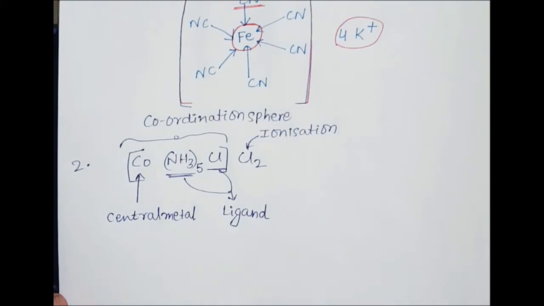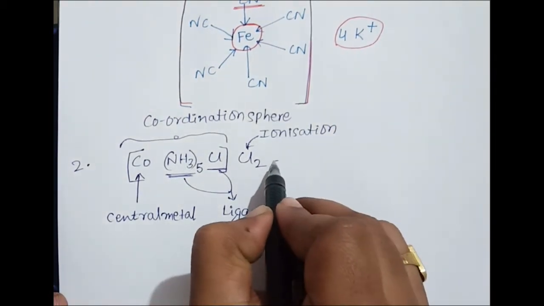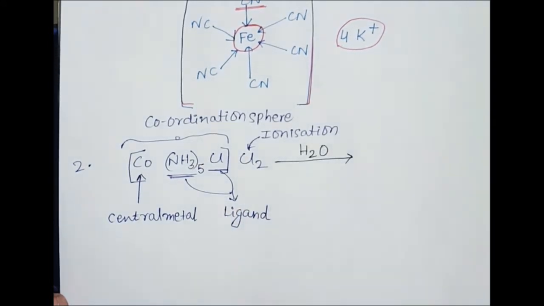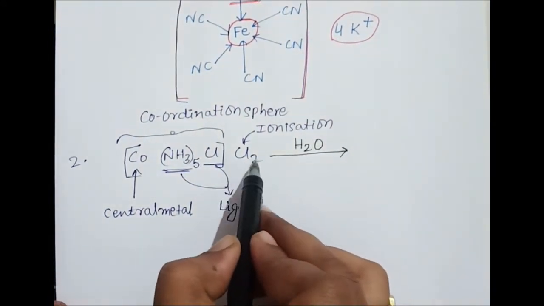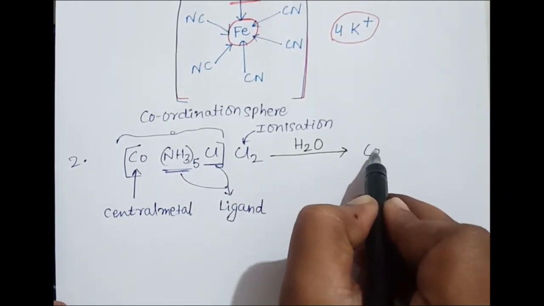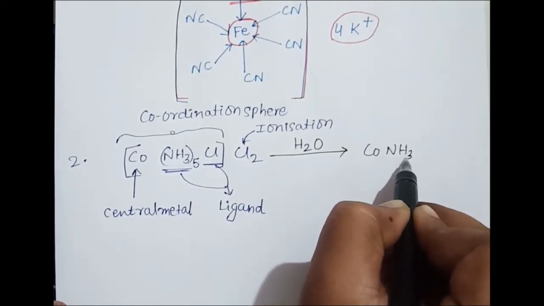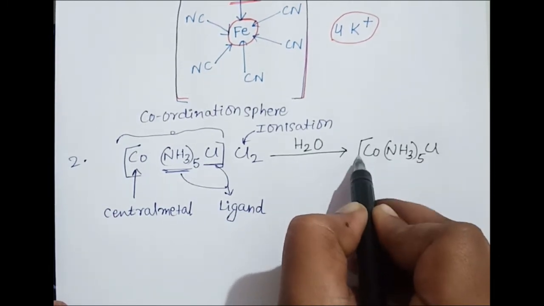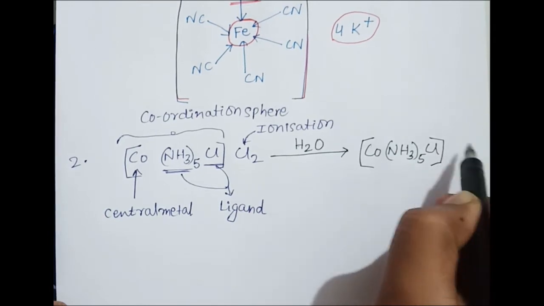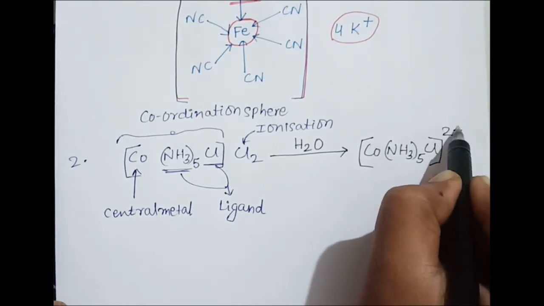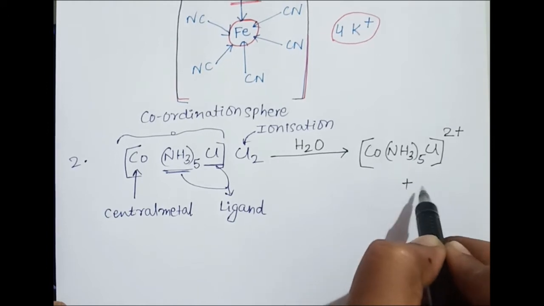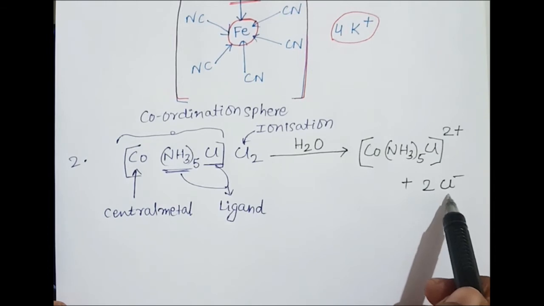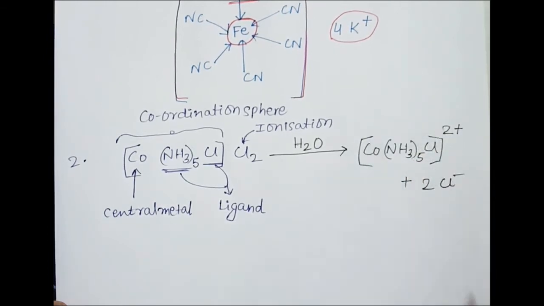Now what happens if this compound is dissolved in water? Suppose it is dissolved in water, you have to think. The 2 chloride ions get separated. Now what is left? [Co(NH3)5Cl], and since 2 chloride ions are going out, the charge will be 2+, and there are 2 Cl minus. These 2 Cl minus are called the ionization entity, and the other is called the coordination entity.